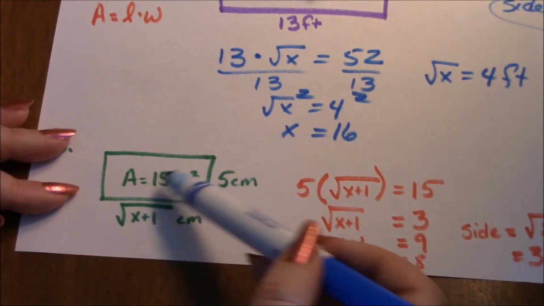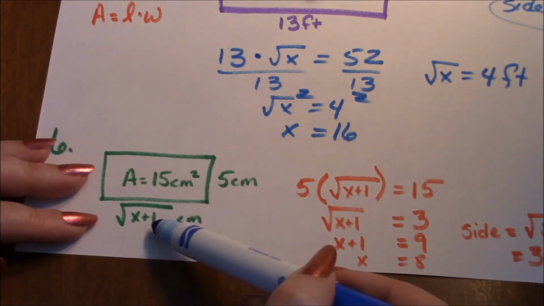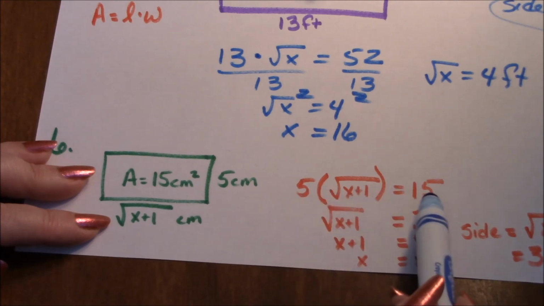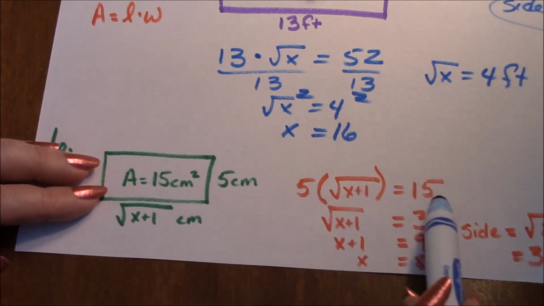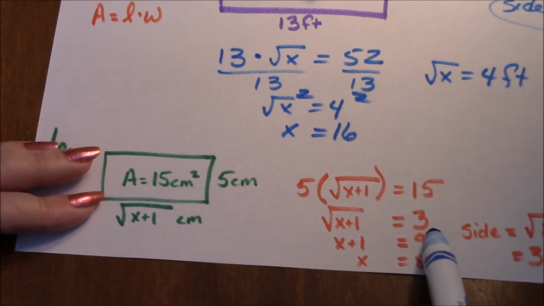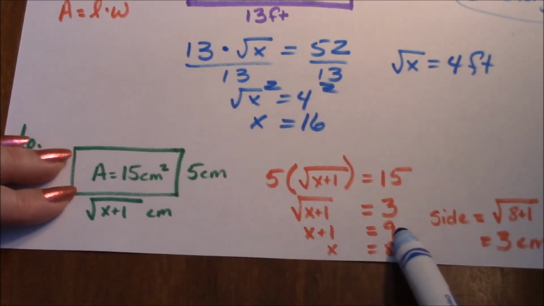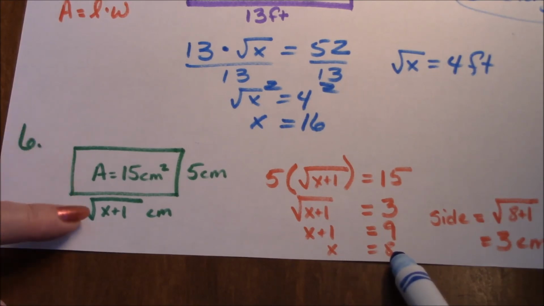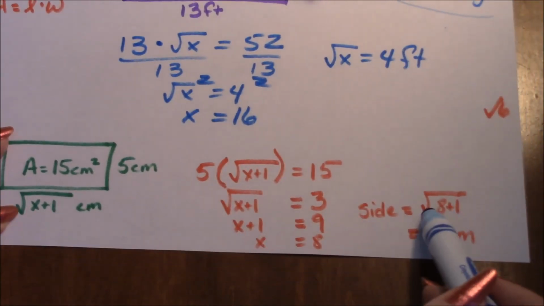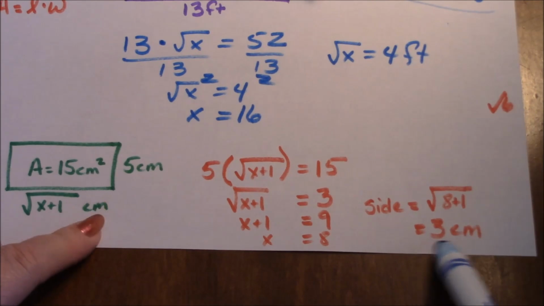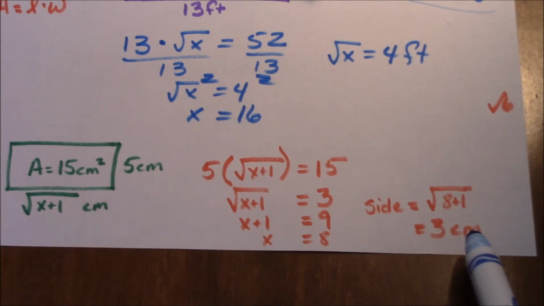Here we have a rectangle with an area of 15, and we have a side length of root x plus 1. So we're going to multiply that by 5, and we're going to get 15. I divide each side by 5 so that I can square them and subtract that 1, and x equals 8. So we've solved for x. Now I need to solve for the side. So the side is root 8 plus 1, root 9, which is 3, and I want to make sure that one has my measurement. Okay?